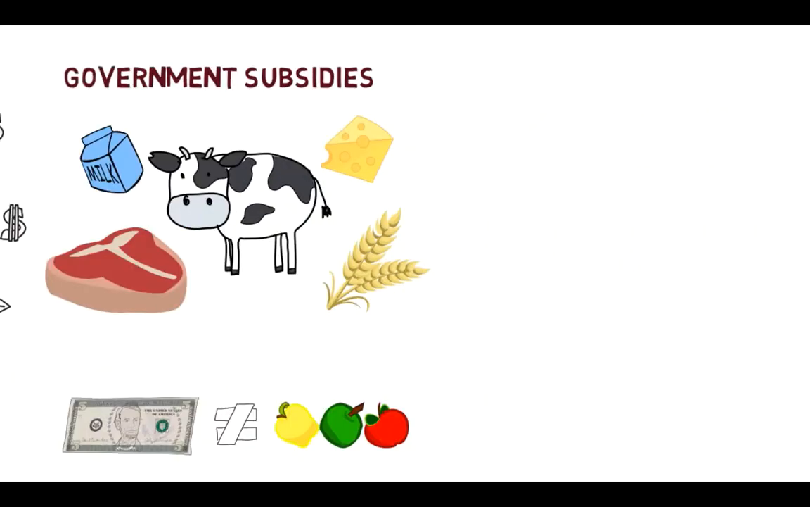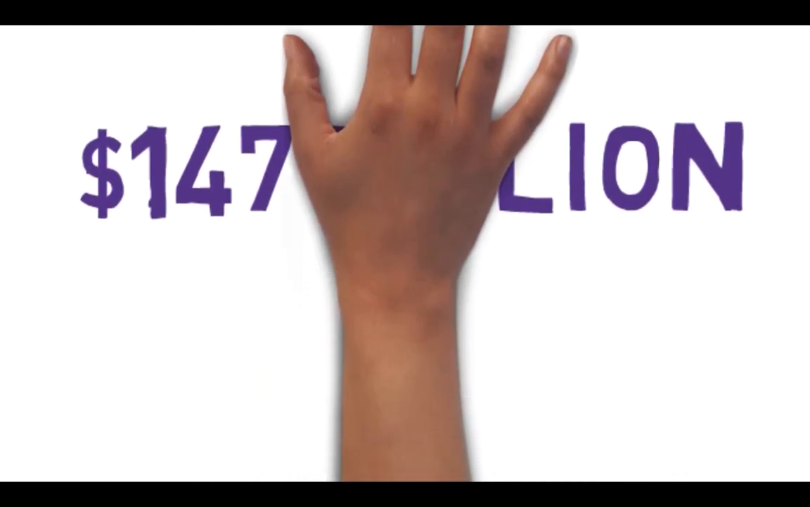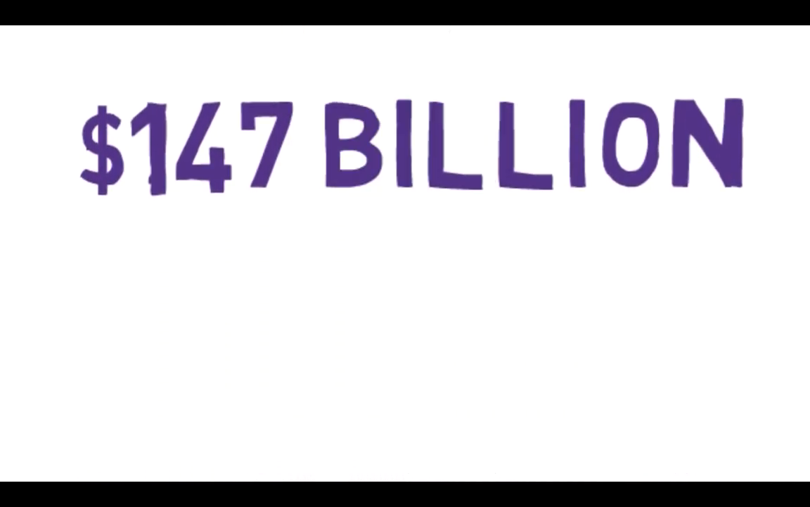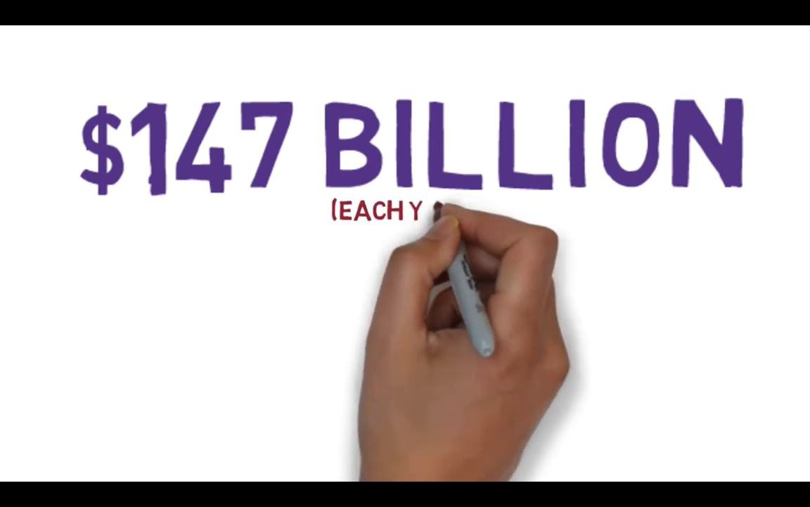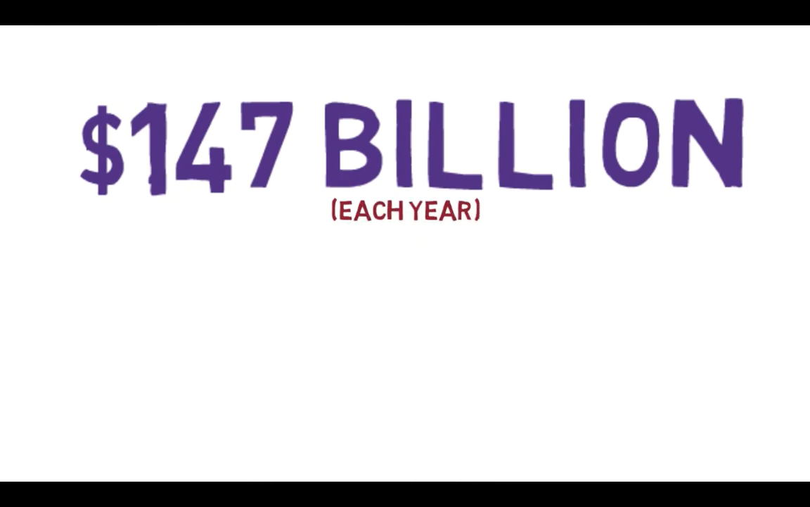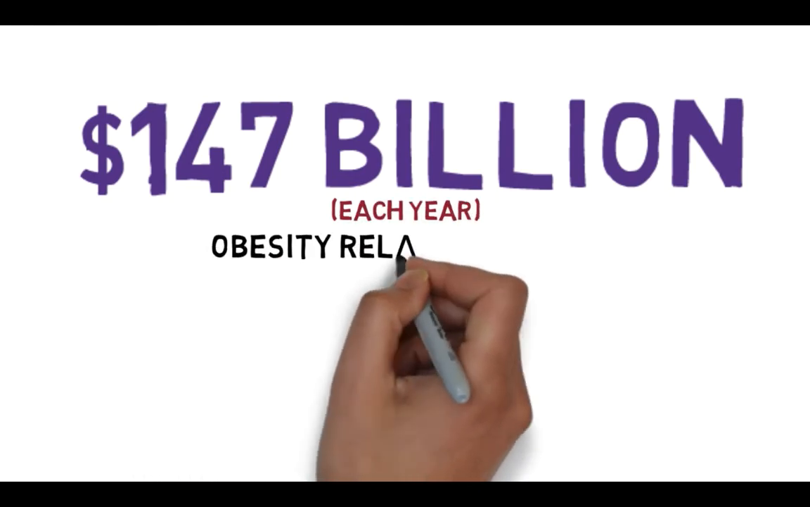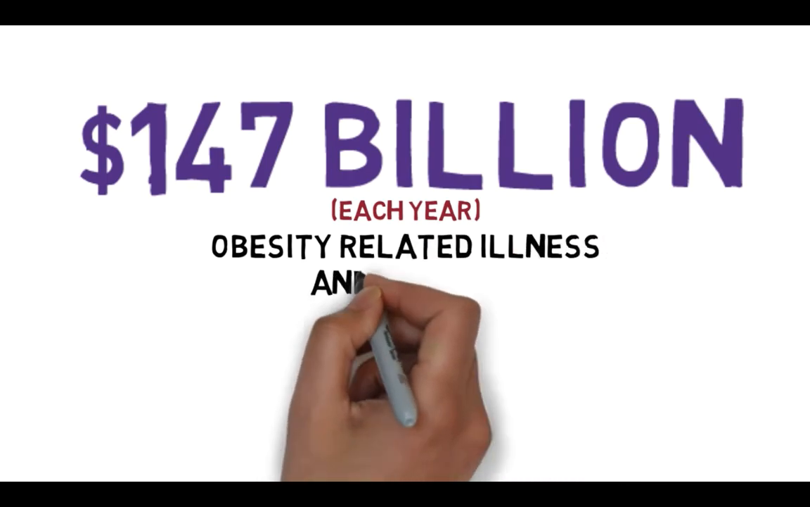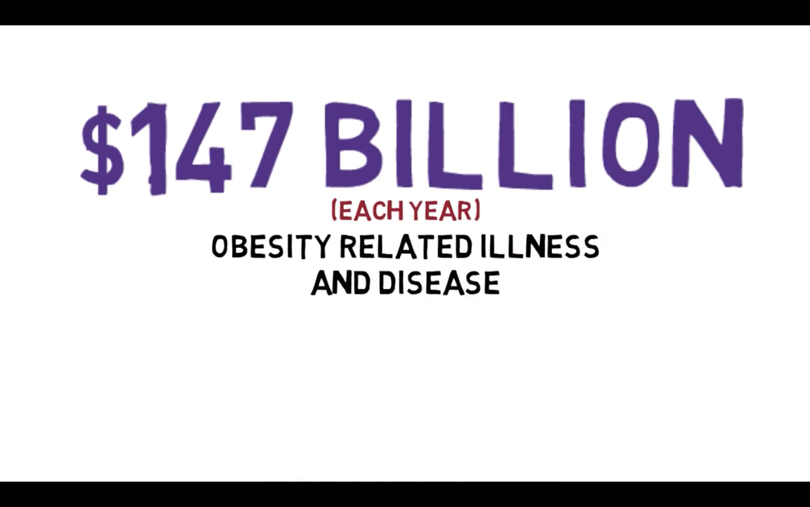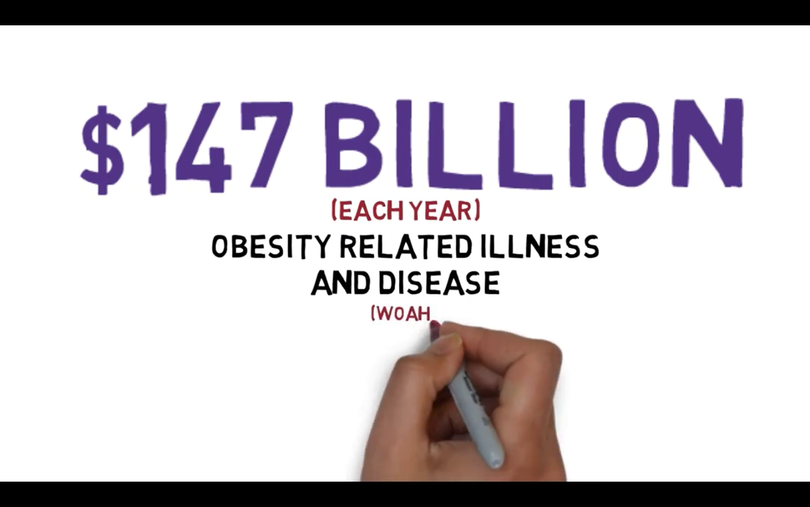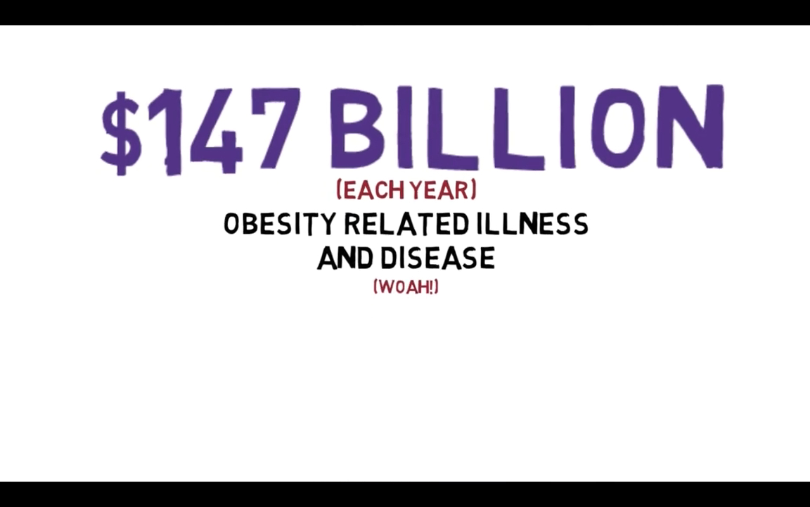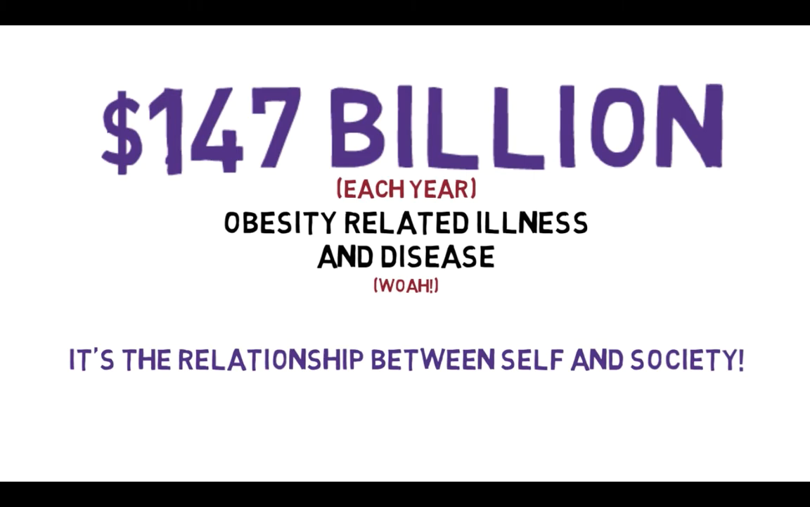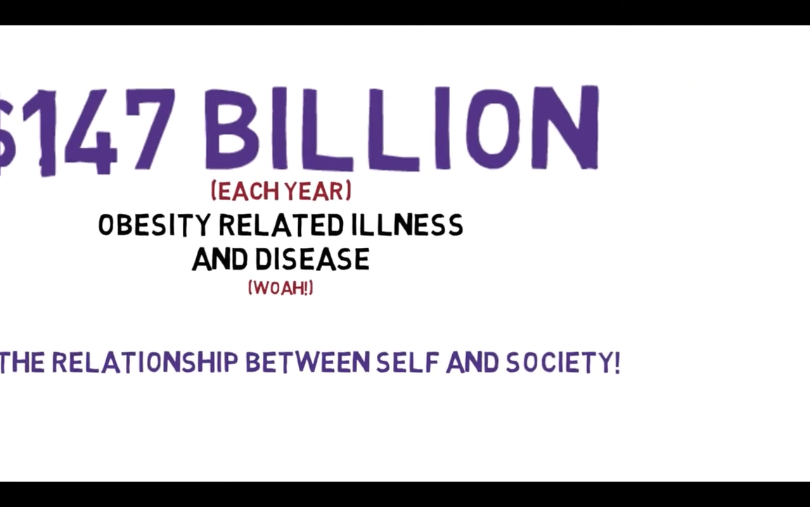And of course, this creates more social issues. Currently, we spend approximately $147 billion on illnesses and diseases related to obesity. This creates even more issues when the cost of health care and health insurance increases because of obesity-related illness and disease. So we can say that society influences a person's behavior, and that person's behavior contributes to a social issue.